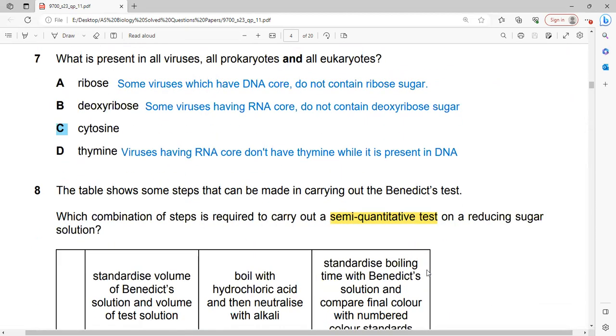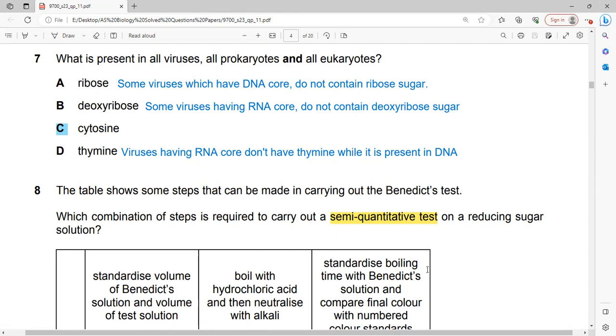What is present in all viruses, all prokaryotes and all eukaryotes? So some components of a DNA or RNA are present, for example, ribose sugar, deoxyribose, cytosine nitrogen base, and thymine nitrogen base. What about these, are all components present in prokaryotes and eukaryotes? Why? Because prokaryotic cells and eukaryotic cells contain RNA and DNA.